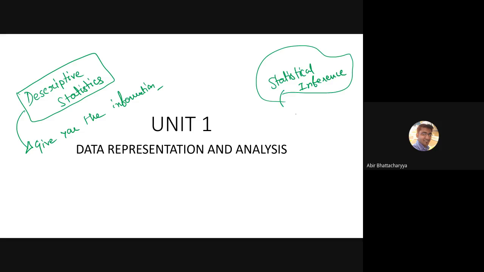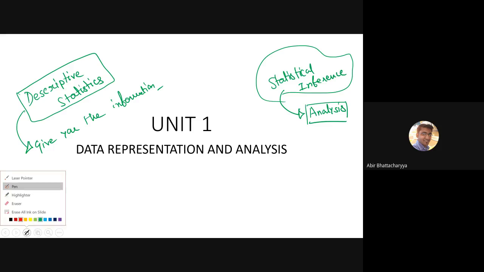In that case, what will we actually do? We will do the analysis. We will decide whether the data set is acceptable or not, which test is applicable, and whether some of our statements are strong statements or not. All of that we can decide in statistical inference, which is not included in your syllabus. So we will mainly focus on descriptive statistics. Unit one tells us data representation and analysis. Let's start.